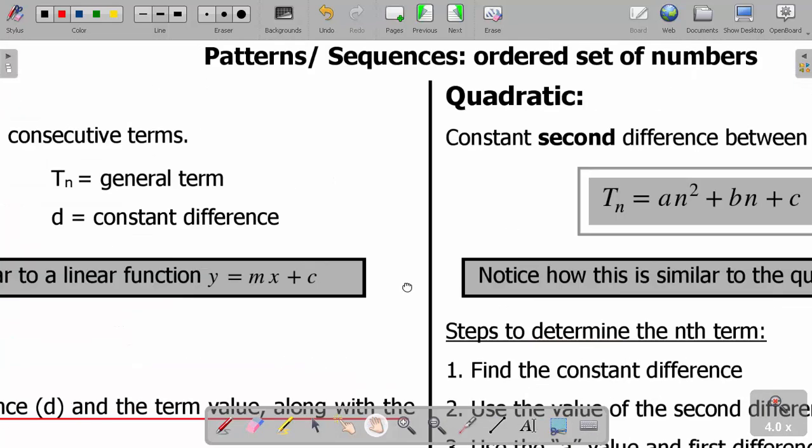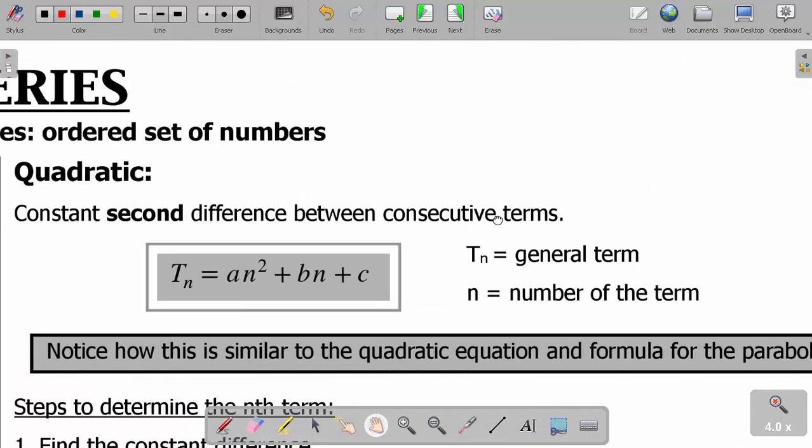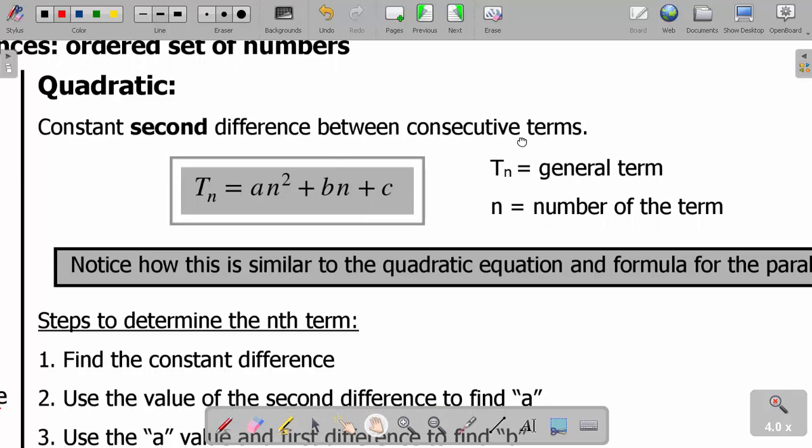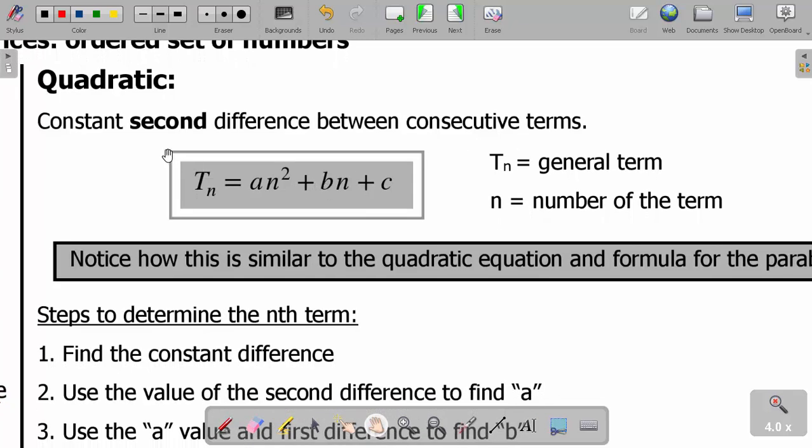Then next, that was to do with the linear sequence. Then when it comes to quadratic, this is what we do here. With quadratic, we have a constant second difference between the consecutive terms. The general term is given by Tn equals an squared plus bn plus c, where n is the number of the term. So quadratic is given by Tn equals an squared plus bn plus c. I hope you see it there. Here this is an squared, this is bn plus c.